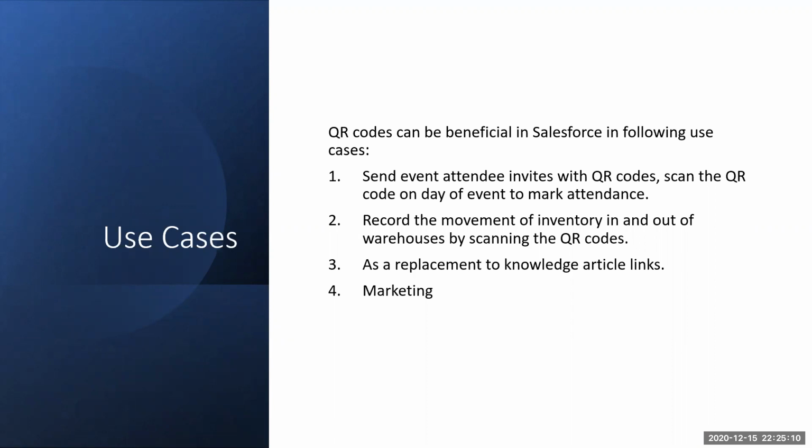A second scenario could be to record the movement of inventory in and out of warehouses. Your QR codes could be pointing to product records or inventory records, and you could scan those QR codes, and those records could open up in your mobile app, and you can update them to whatever status, or you could update the inventory of those products. So this is also one of the use cases in which the QR code could be used with Salesforce.